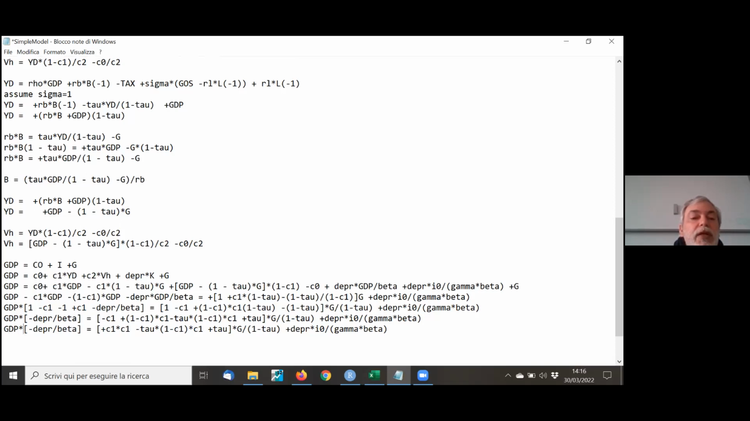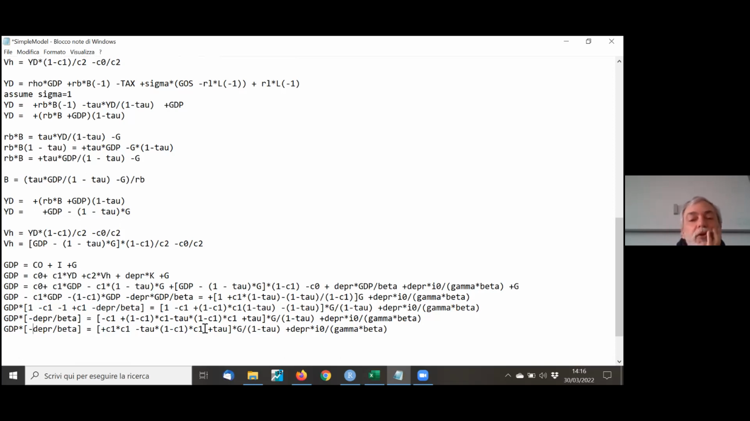But more importantly, we want to have this as a negative value, otherwise GDP is going to be negative. So if this is negative, then everything is okay. Otherwise, we have made a mistake somewhere.